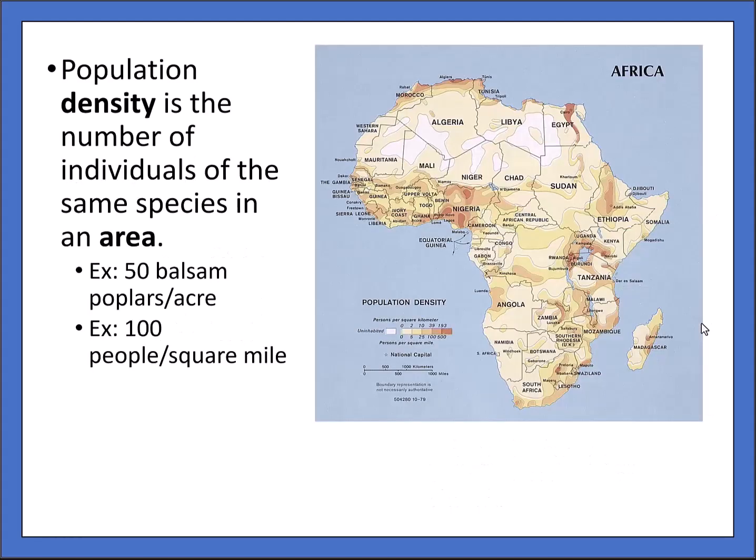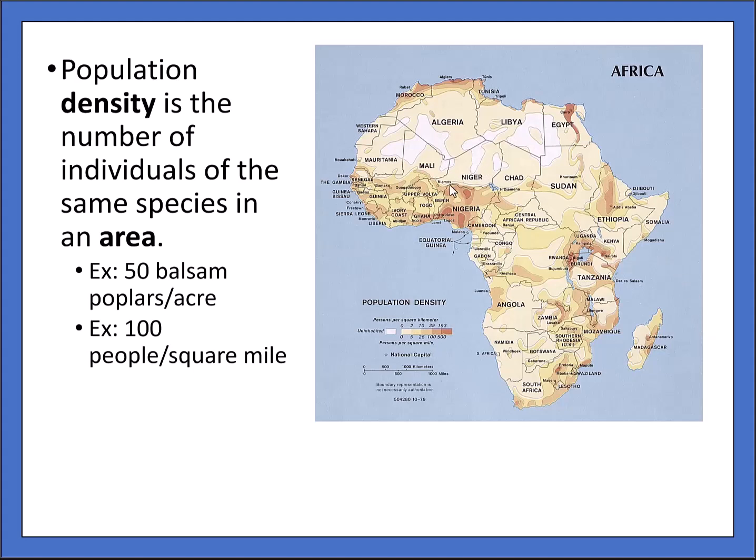We also discuss population density. That is the number of individuals of the same species in an area. So if we're discussing our balsam poplars again, we might say there are 50 balsam poplars per acre. If we're discussing people, you might say 100 people per square mile.